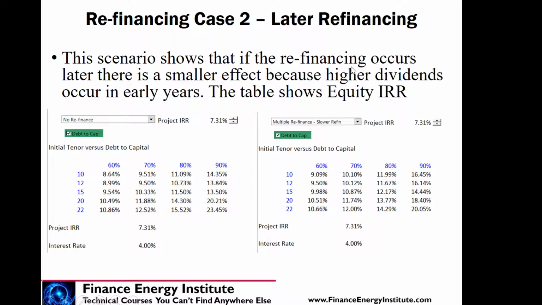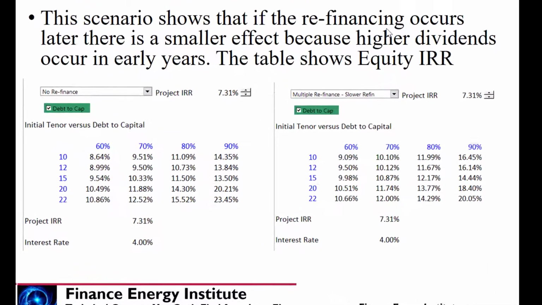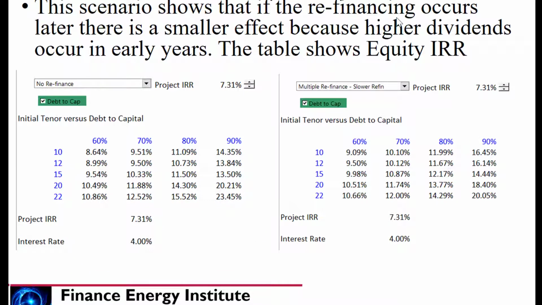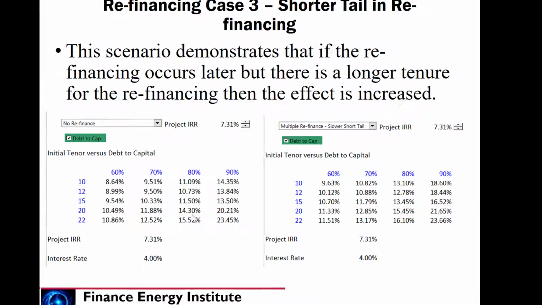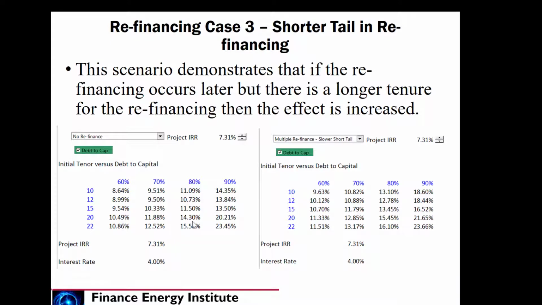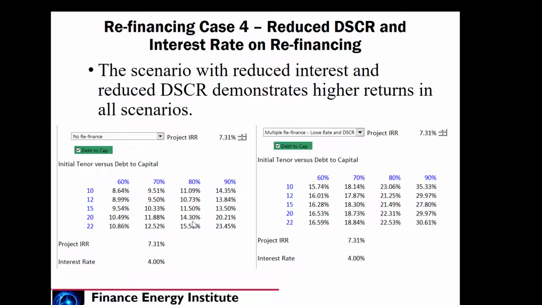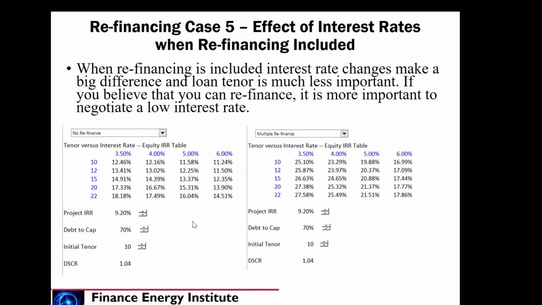Now, if you refinance later on, that means you're getting dividends. If in your longer tenor you're getting more dividends in the early years, then refinancing has somewhat less of an effect. See this? Now we have more of an increase. Yes, this is later refinancing. The refinancing occurs later. If, on the other hand, we get a shorter tail on the refinancing, then it's a little better. Let me skip that one. Sorry.